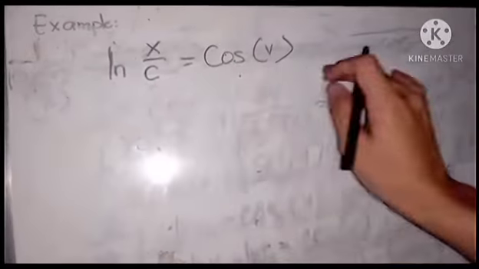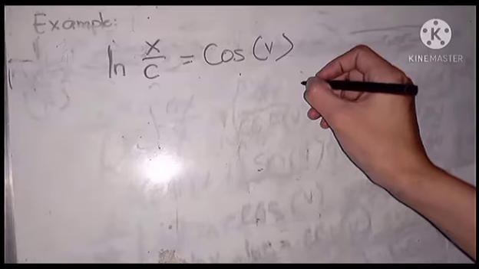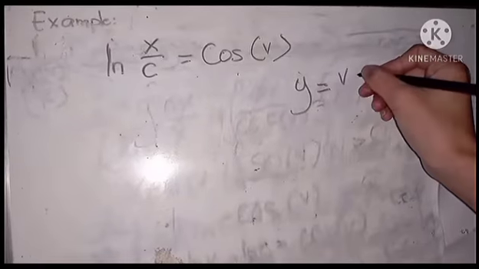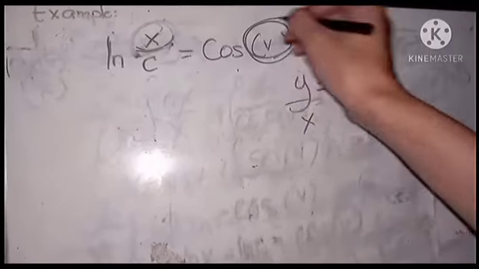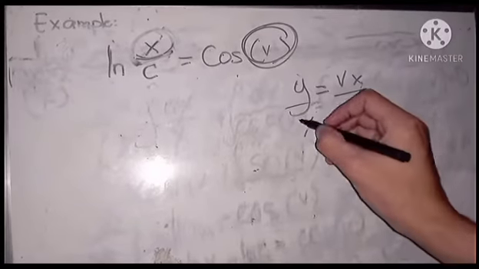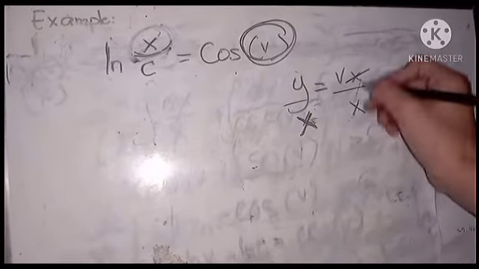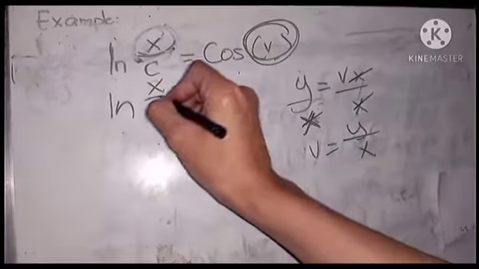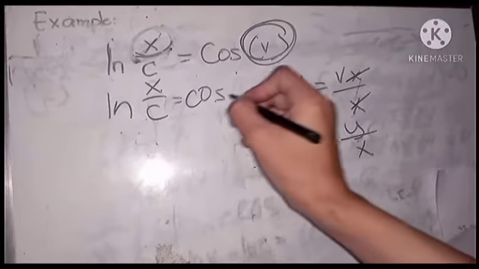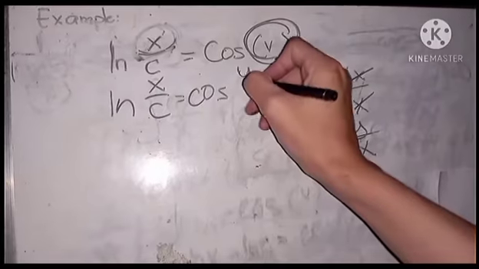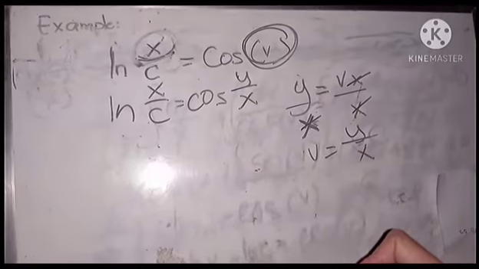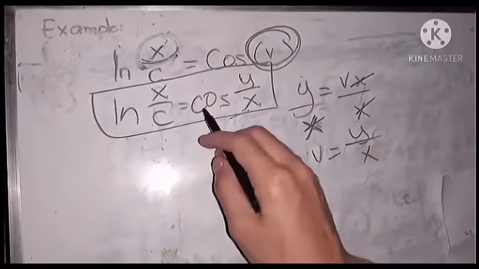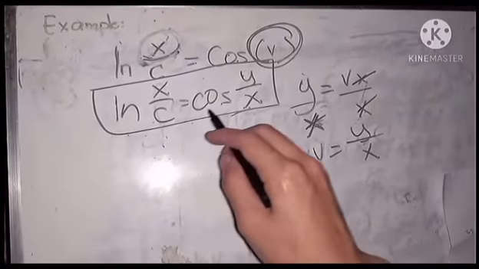We still need to simplify this term, and we all know that the value of our y in the first is bx. So we need the value of b. Therefore, the value of b is equal to y over x. So we have ln x over c is equal to cosine. Since the value of b is y over x, we have y over x. And this is the final answer: ln x c is equal to cosine y over x.